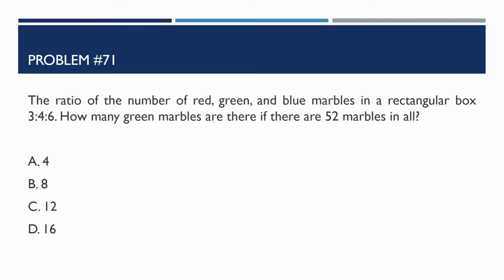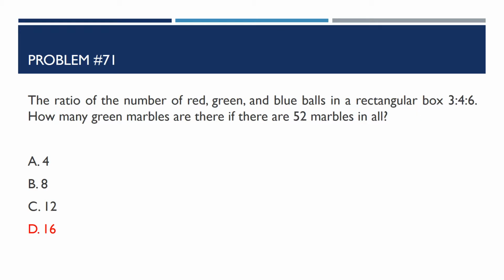Number 71. The ratio of the number of red, green, and blue marbles in a rectangular box is 3:4:6. How many green marbles are there if there are 52 marbles in all? Let us know now the answer. The answer for this is 16. So let me show you how to solve it.